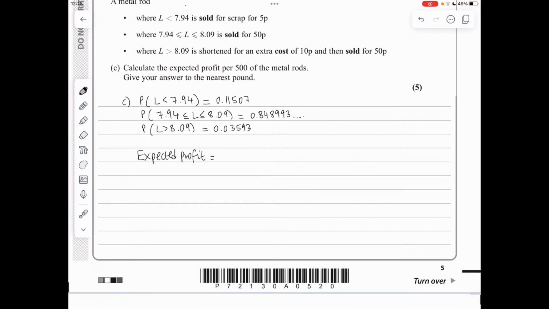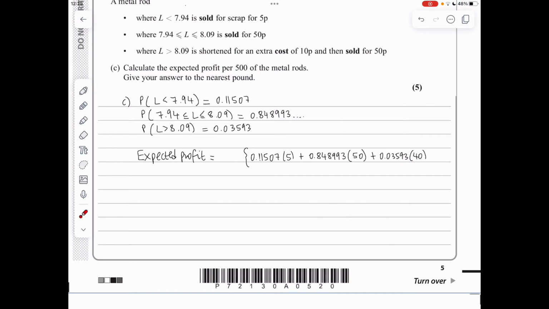So to find the expected profit, I will start by calculating the probability of 0.11507 times 5, which is the amount of money I'm getting from those metal rods that are sold for scrap. Then we've got 0.848993 times 50. These are the good rods that are sold for 50 pence. And then plus 0.03593 times 40. Now why 40?